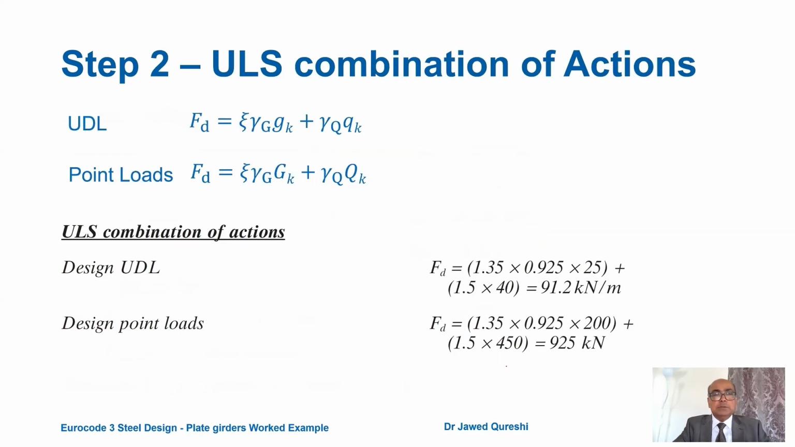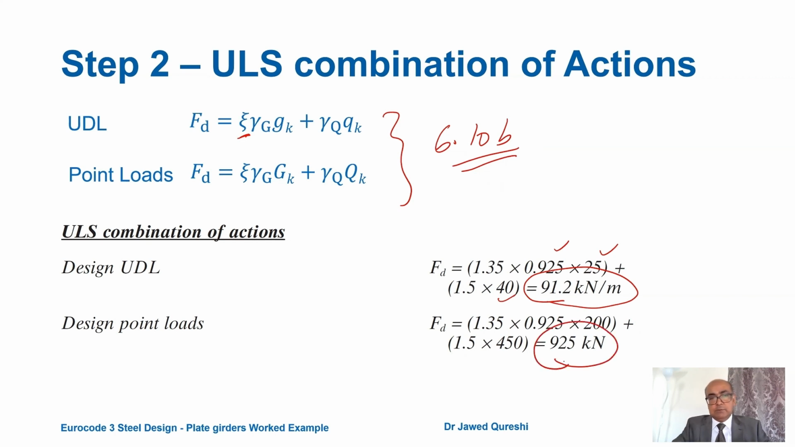Step 2 is to work out the ULS, ultimate limit state combination of actions. And I will be using equation 6.10b of Eurocode, which has this xi factor applied. Design UDL will be equal to 1.35 into 0.925, which is a xi factor, into 25, which is small gk, plus 1.5 into 40. This gives me 91.2 kilonewton per meter. And I apply the same logic to point loads as well, and I get 925 kilonewtons.